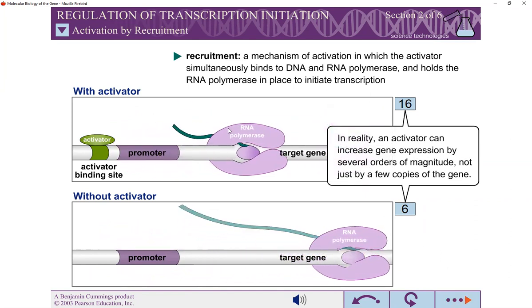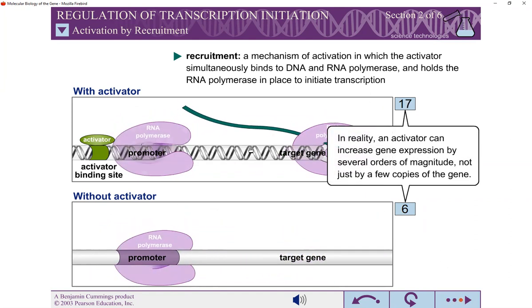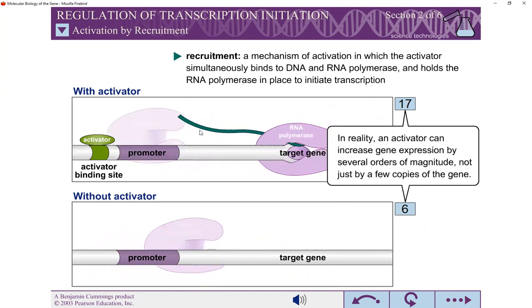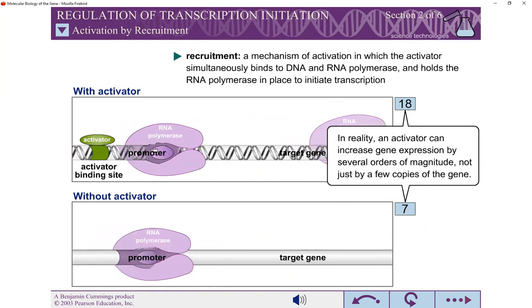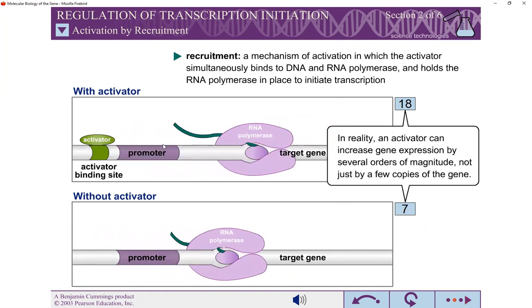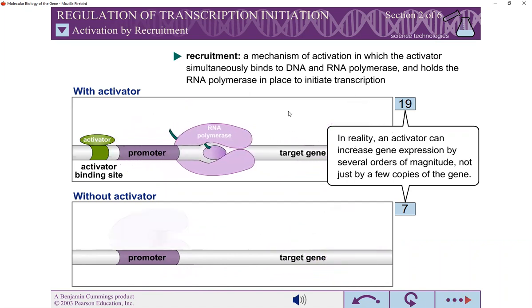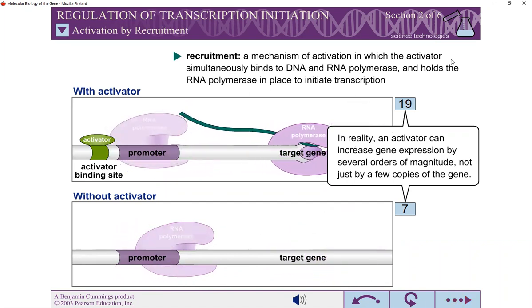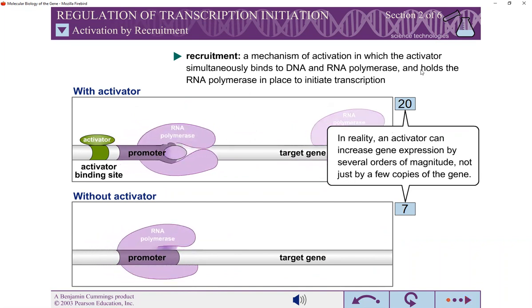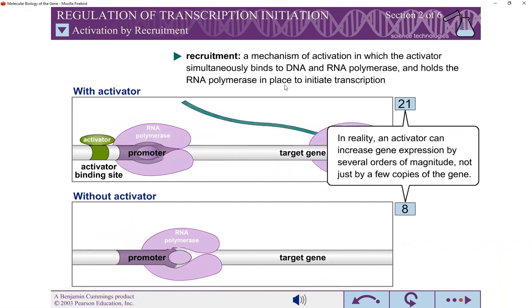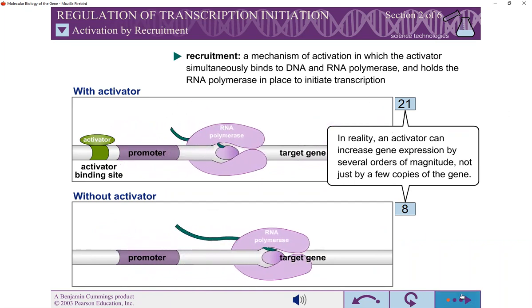This is the mechanism of activation that takes place. Here, the activator recruits the RNA polymerase and makes the RNA polymerase bind to the promoter. Once it binds to the promoter region, the process of transcription is initiated. It is a mechanism of activation in which the activator simultaneously binds to DNA and RNA polymerase, holding the RNA polymerase in place to initiate the process of transcription.